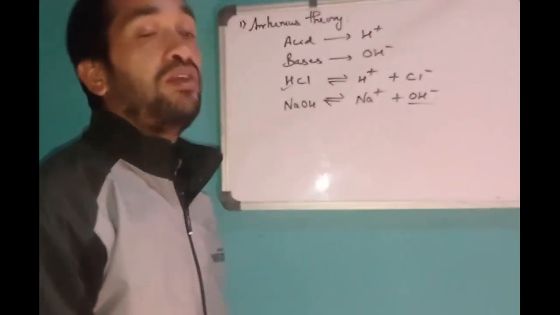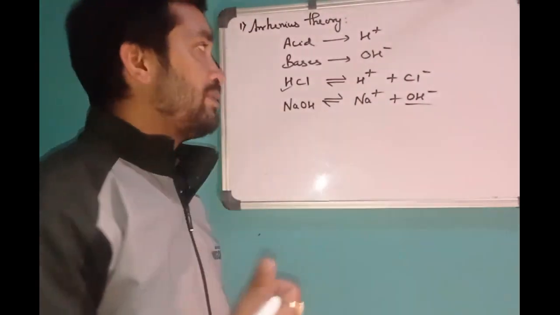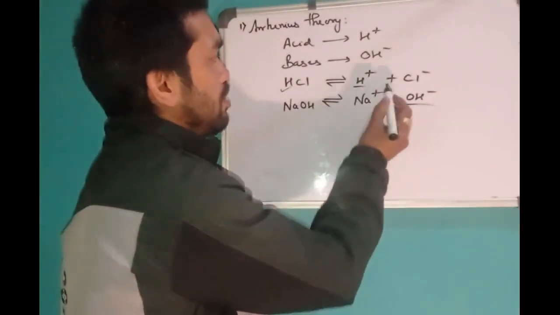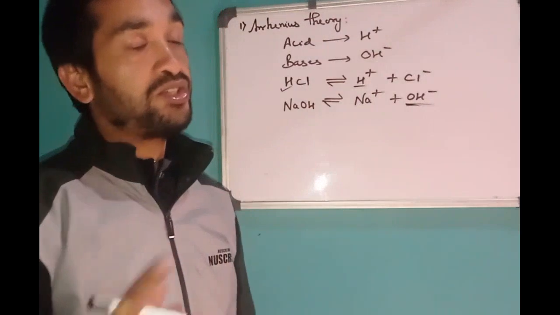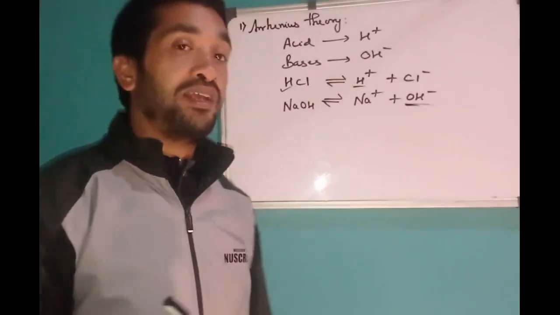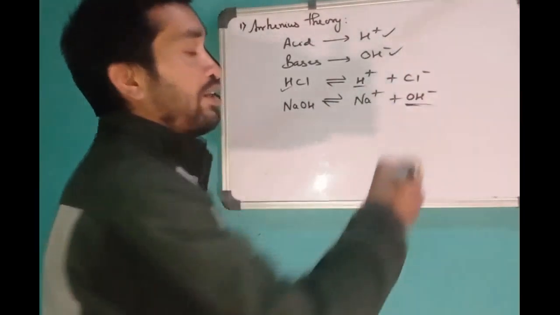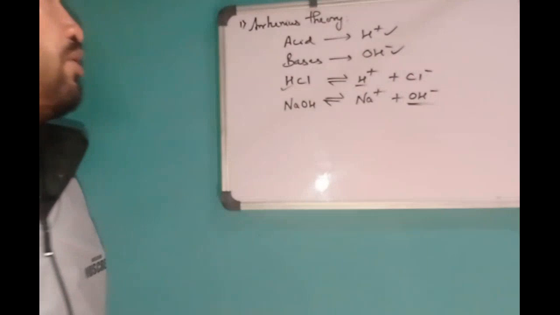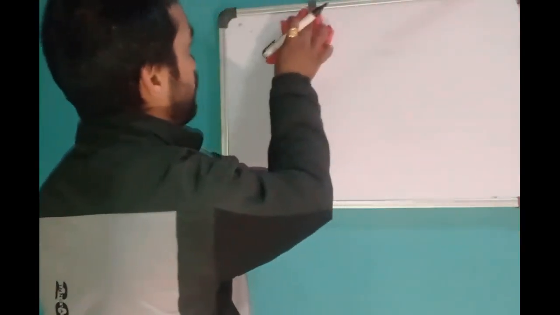According to Arrhenius theory, this is how you are going to identify whether a species is acidic or basic in nature. Acidic: H positive ion. Basic: OH negative ion. So copy it, Arrhenius theory. The first theory was Arrhenius theory, and it is based on H positive and OH negative ions. Now let us move on to the second theory, which was given as Lowry-Bronsted theory.